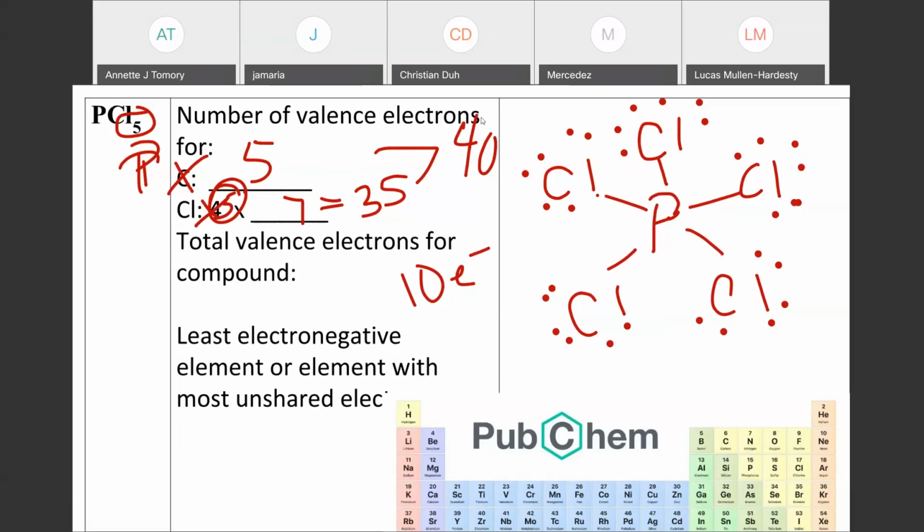All right, so we actually already used up all of our electrons at this point. All 40 of them are used up. Take a look at phosphorus. It has more than 8. This is called an expanded octet because it's more than 8. So this is, once again, an exception to the octet rule.